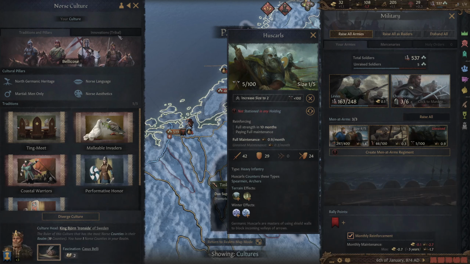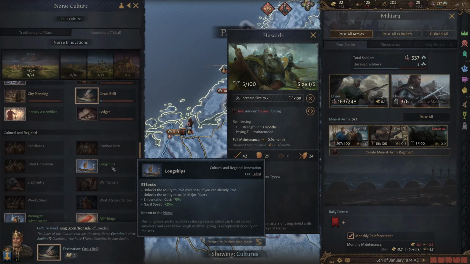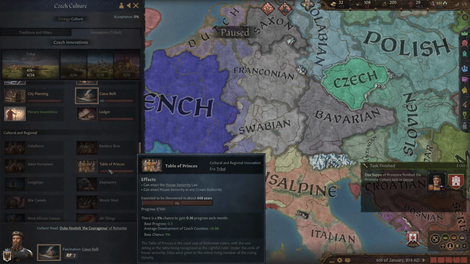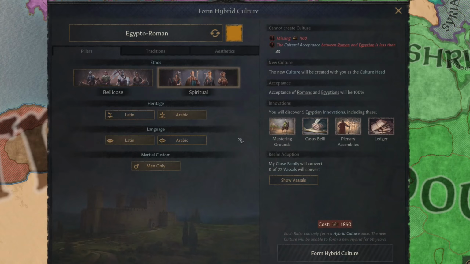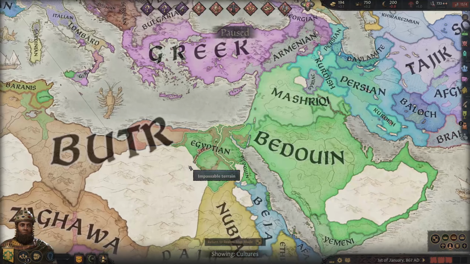You can also go for cultures for their strengths, like Norse with its strong men-at-arms and ability to raid overseas, Basque culture for high partition tradition, Czech culture for earlier house seniority innovation. But if you have Royal Court DLC, this lets you hybridize your culture, which can let you play anywhere with any culture. Again, if you're not sure what culture to pick, just stick with the local culture.